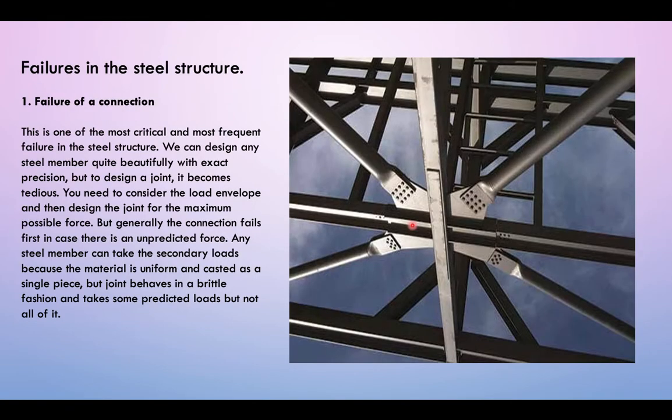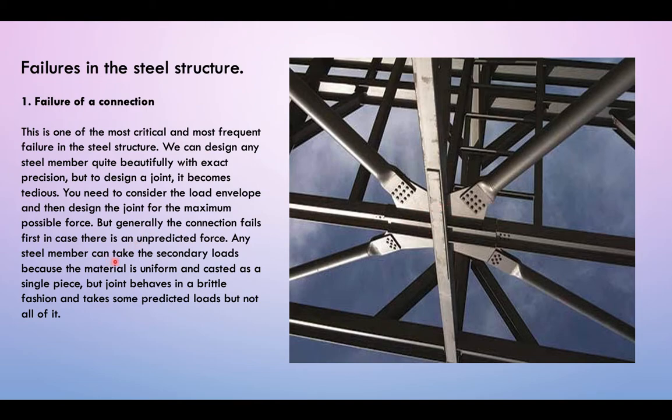Failures in the steel structure, which means failures in the connections in the trusses, are the most frequent failures in steel structures. We can design any steel member beautifully, and we can select sections, but designing a joint becomes tedious. This is the joint shown in the figure. You need to consider the load envelope and design a joint for the maximum possible force. But generally, the connection fails first in case of unexpected forces.